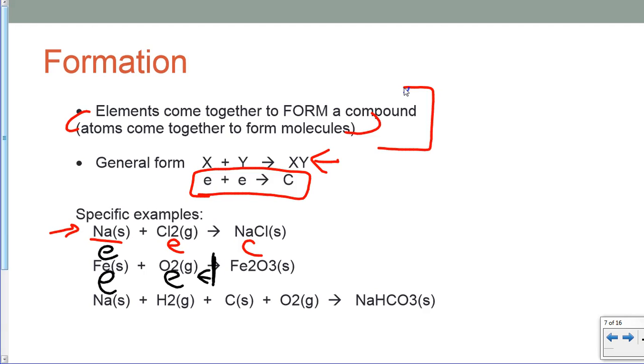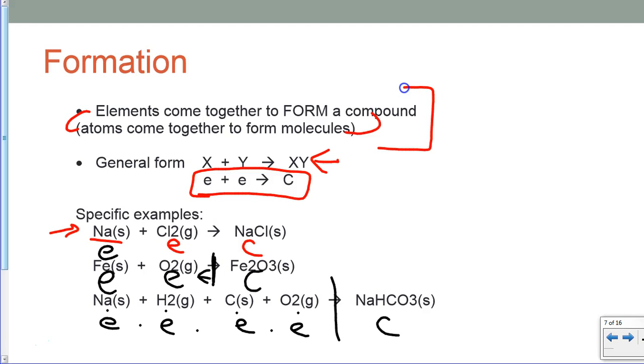Or if all I have is the product, if the only thing I know is that I make one single compound, that is a clue that I have a formation. Perfect. And again, we end up seeing the same kind of thing with the last example. Now this looks different than the first two because we have several reactants here. But as you notice, each one of the reactants we see here are all elements, and they are all coming together to form how many products? One giant compound. So again, we can still classify this as a formation because we have all elements coming together to form a compound.